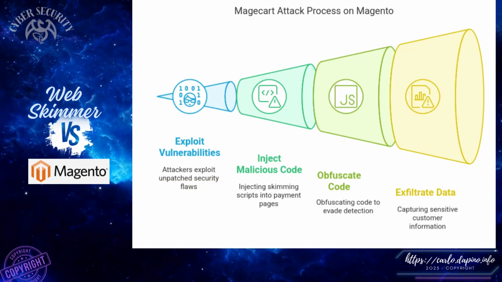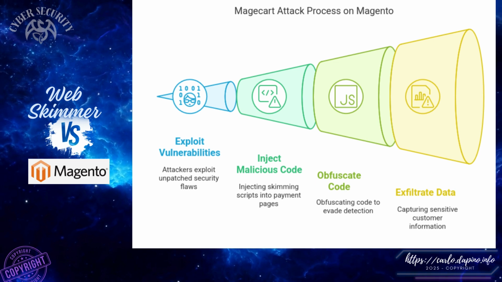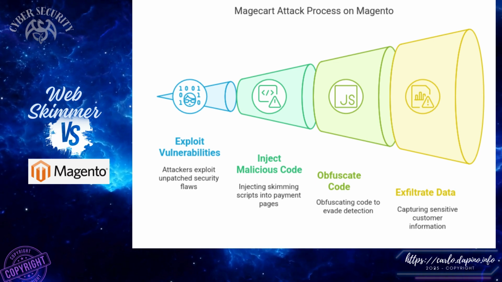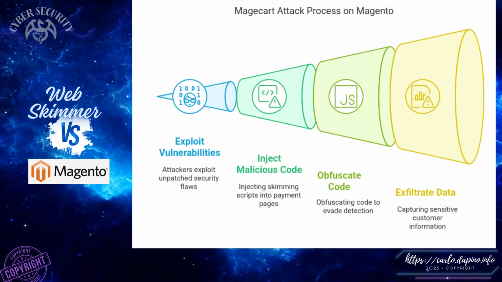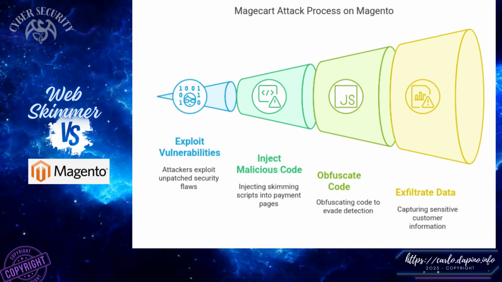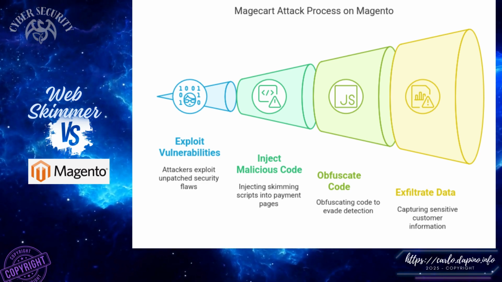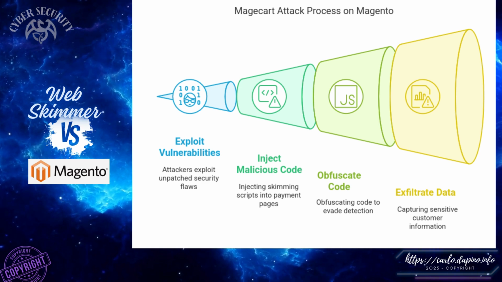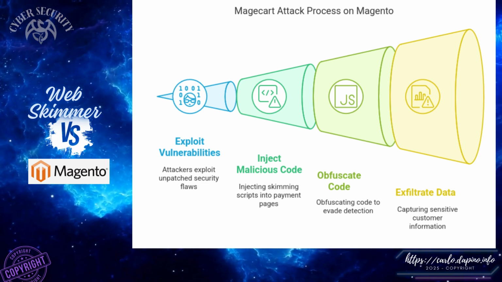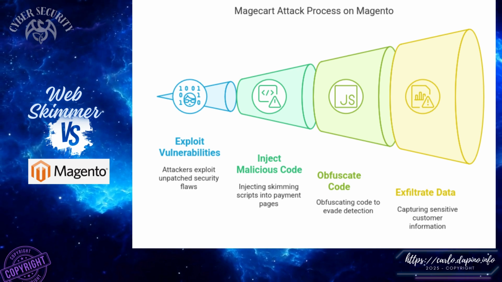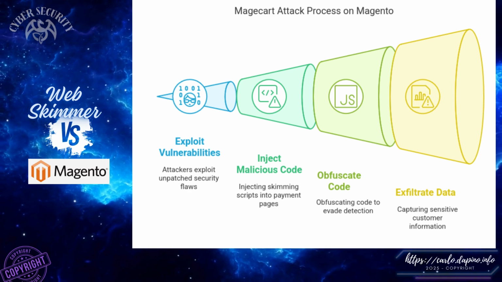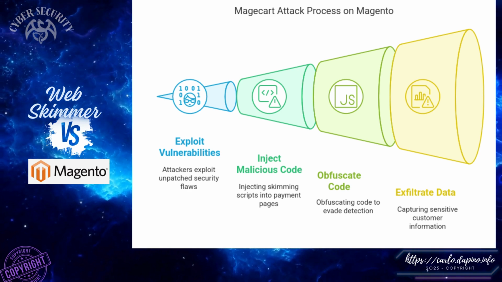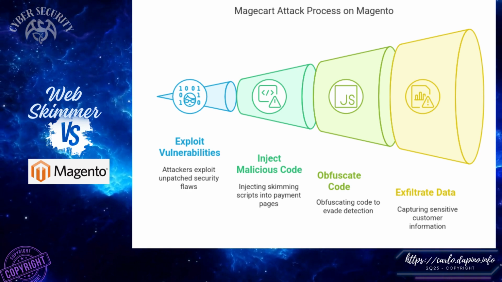Magento is one of the most widely used e-commerce platforms, trusted by thousands of businesses worldwide to power their online stores and payment systems. But its popularity has also made it a prime target for cybercriminals, especially Magecart, a notorious group specializing in web skimming attacks. Magecart exploits vulnerabilities in Magento to inject malicious JavaScript skimmers, silently stealing customer payment data. Let's break down how this deadly combination of an e-commerce giant and cybercriminal syndicate has resulted in some of the most devastating breaches in recent years.